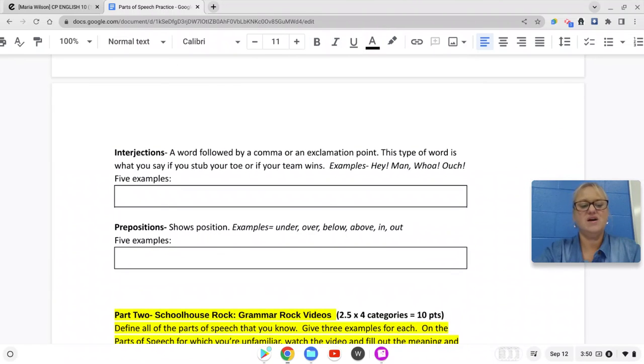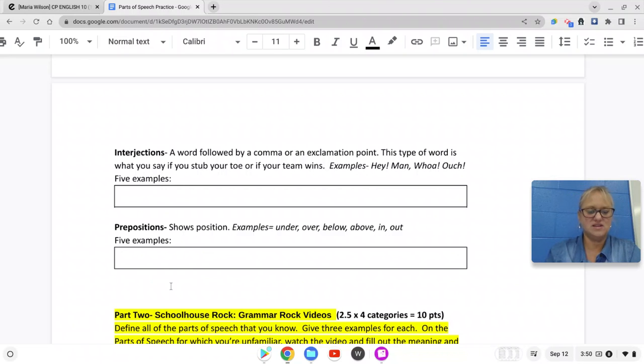The last two are more like friends. Interjections are words that you say when your team wins or loses or when you stub your toe. Profanity are interjections, but we don't say those at school. So hey, man, whoa, ouch. And then prepositions show position, so under, over, below, above, in, out.